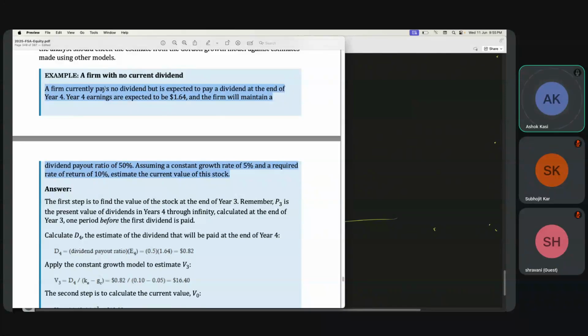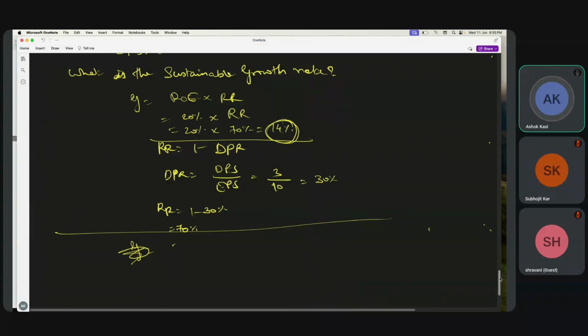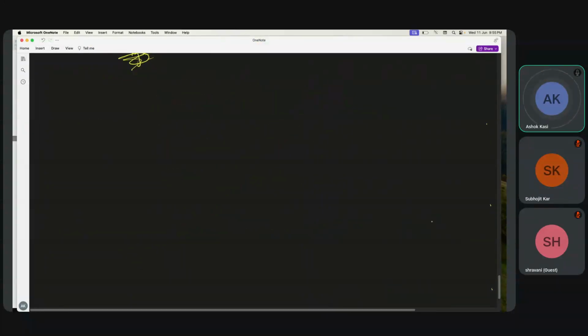The firm currently pays no dividend but is expected to pay a dividend at the end of year 4. Year 4 earnings are expected to be 1.64 and the firm will maintain a dividend payout ratio of 50 percentage. Assuming a constant growth rate of 5 percentage and a required rate of return of 10 percentage, estimate the current value. See, no dividend and is expected to pay dividend at the end of the 4th year. So 1, 2, 3, 4.